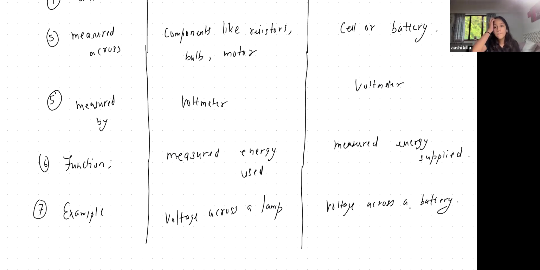It's the energy that was given to it. Given by whom? Supplied to that component by the battery. By the battery.